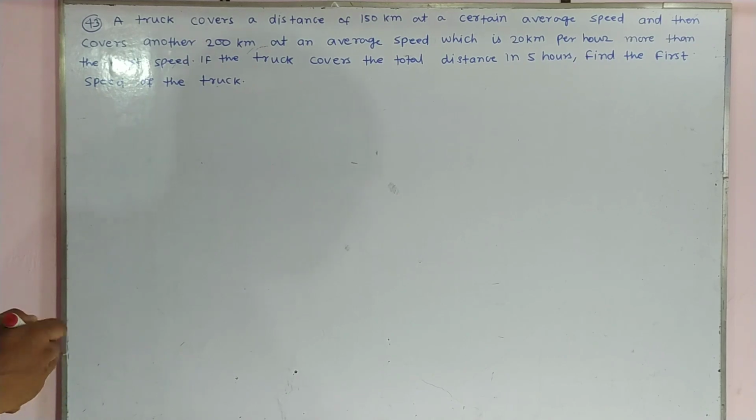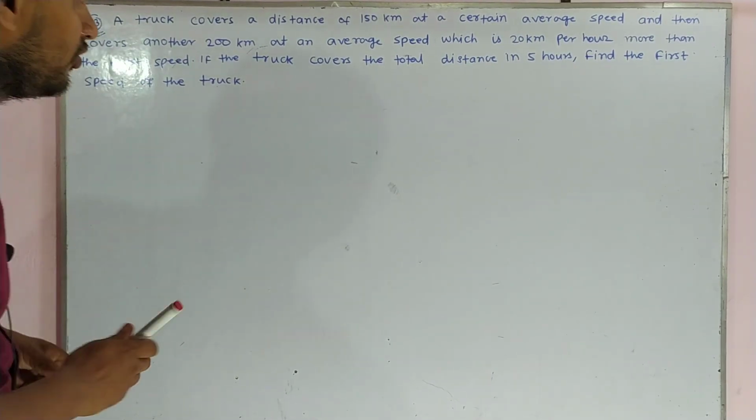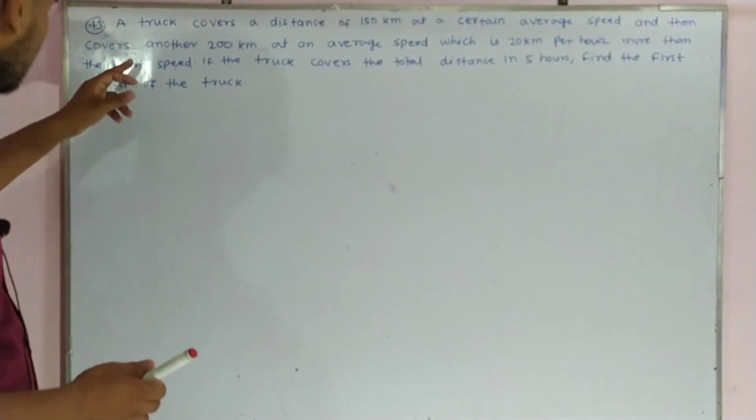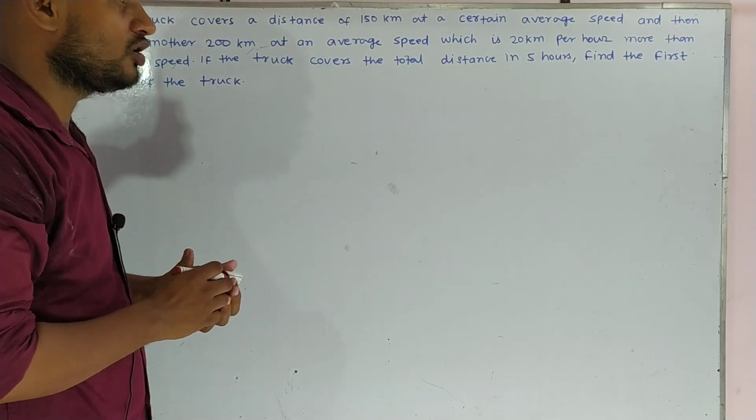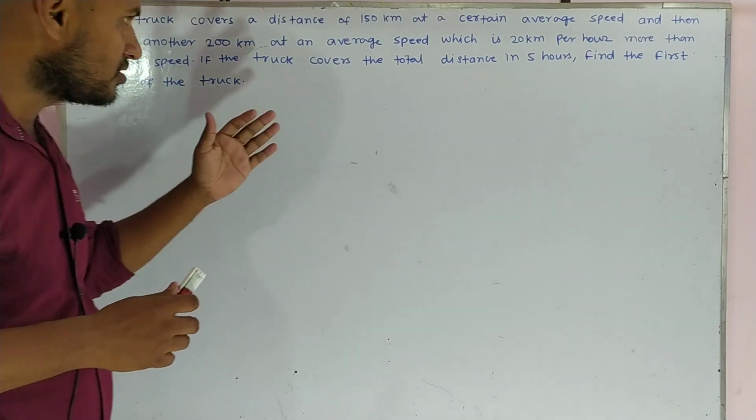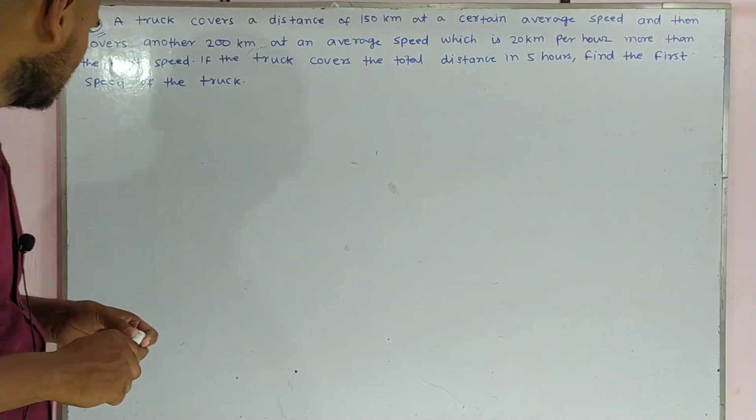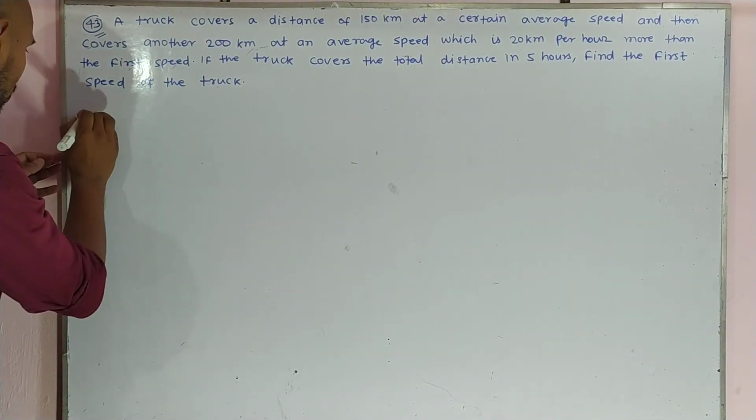Today we are going to discuss question number 43. A truck covers a distance of 150 km at a certain average speed, and then covers another 200 km at an average speed which is 20 km per hour more than the first speed. If the truck covers the total distance in 5 hours, find the first speed of the truck. Let us see how to solve this question.